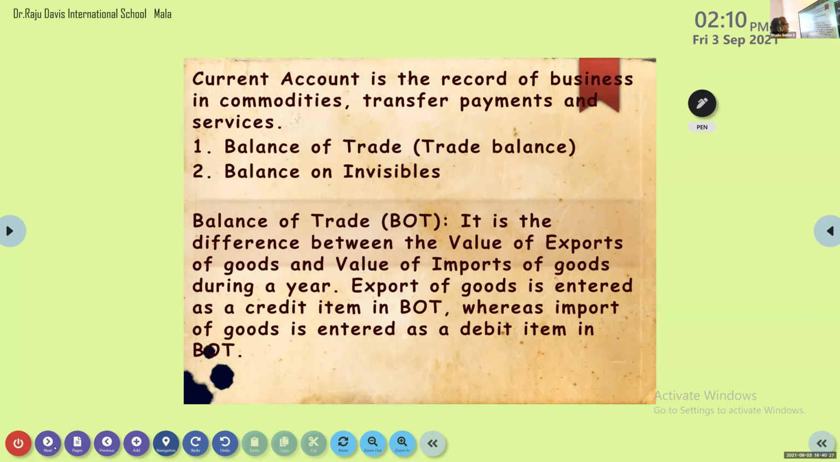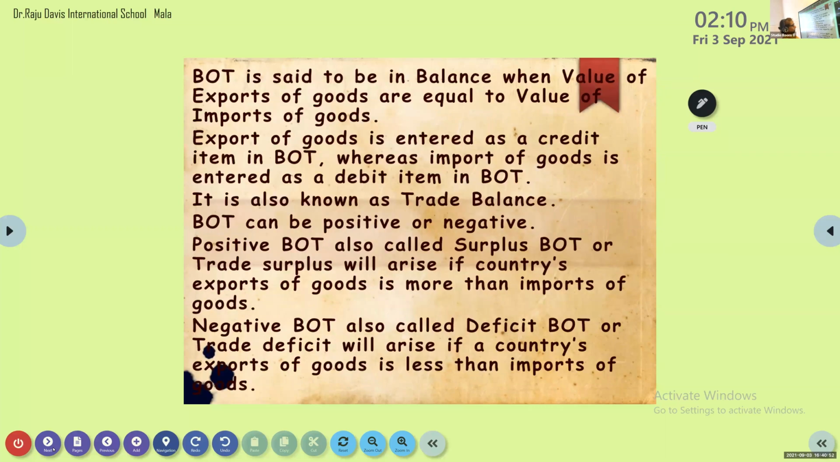So what do you mean by balance of trade? If they ask, you have to write it is the difference between value of export of goods and value of import of goods. Export of goods is entered on the credit side. Import of goods is entered on the debit side. Now, when we say balance of trade is in balance, there is no surplus, there is no deficit. That is when the value of export of goods is equal to the value of import of goods, that situation we can say balance of trade is in balance, or it is equal.